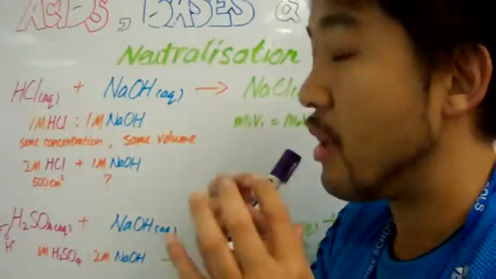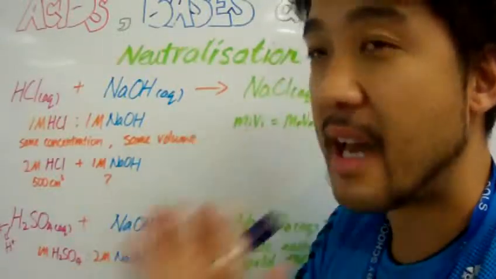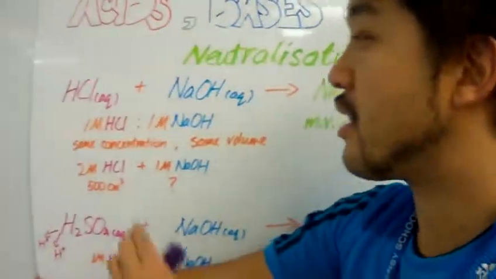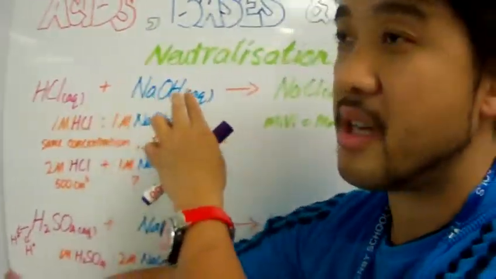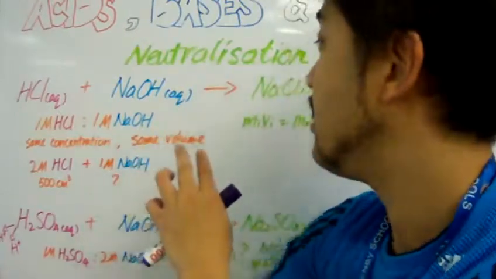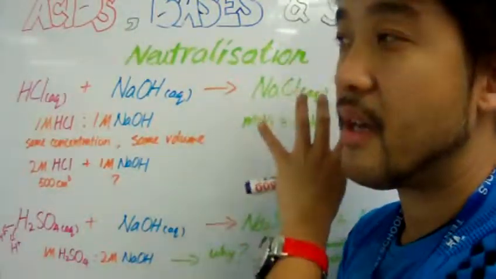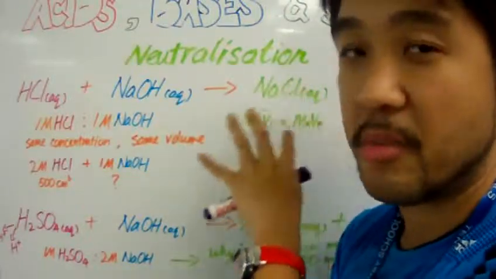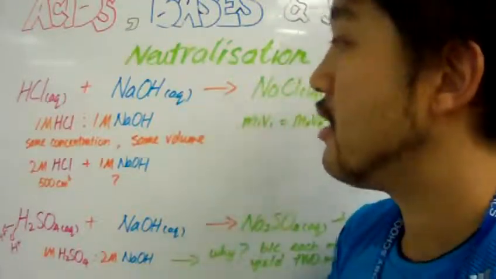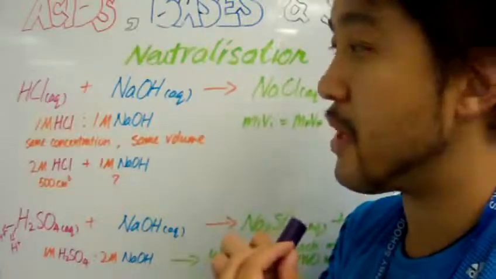All right. Let's start off with a classic example of hydrochloric acid mixing with an alkali, sodium hydroxide, and we get sodium chloride aqueous, a soluble salt, and water. All right. Let's talk about the quantitative aspects of that.